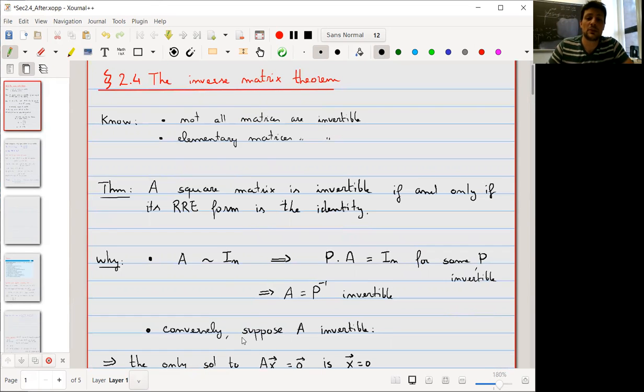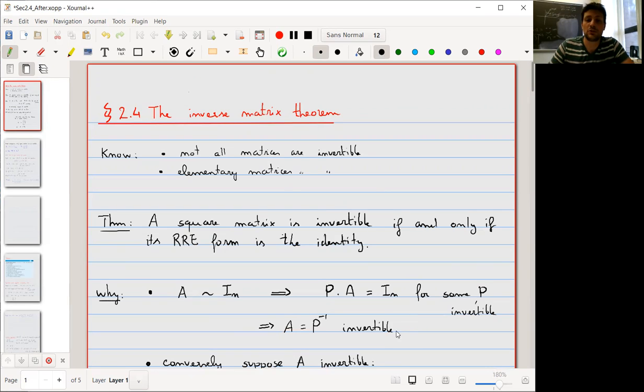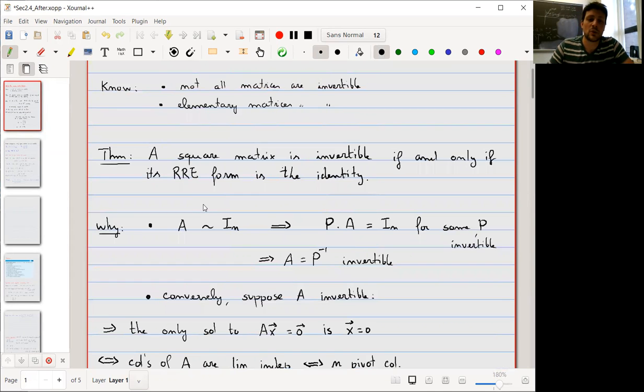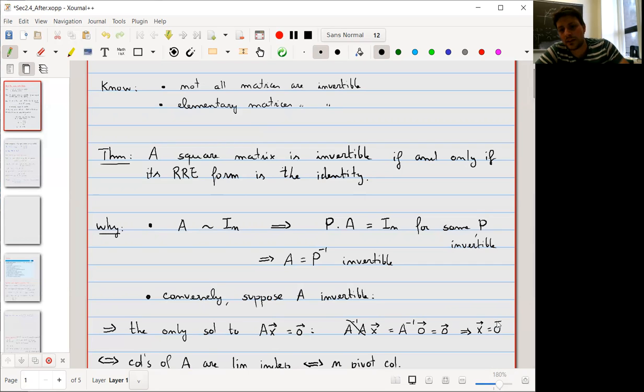Let's suppose the converse. So let's suppose now that we know that A is invertible. We want to show that its row-reduced echelon form is the identity. A is a square matrix. So since it is invertible, let's check for solutions to AX equals 0. But since A is invertible, I can multiply this on both sides by A inverse. But A inverse times the 0 vector is nothing but the 0 vector. So this tells me that X is equal to 0. In other words, the only solution to AX equals 0 is that X itself is 0.